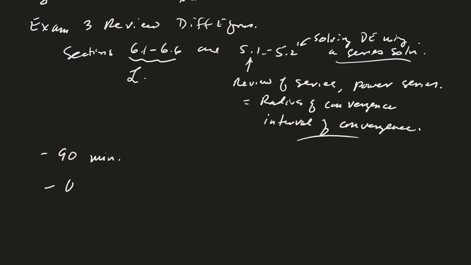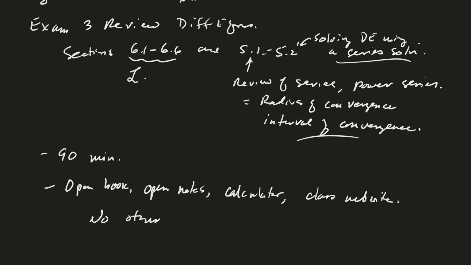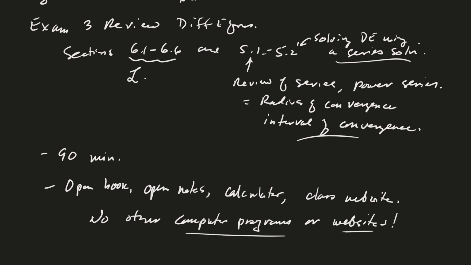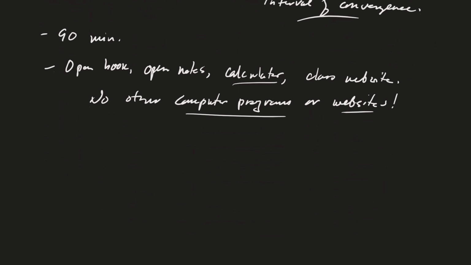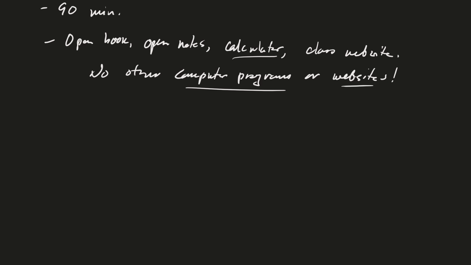Let's see. So it'll be open book, open notes. I would have a calculator handy, and then you can use the class website. No other computer programs or websites, right? In other words, you're not allowed to use a computer algebra system like Maple or Mathematica or Wolfram Alpha, okay? But you are allowed to use a calculator. Good, okay. I think I'll pause here and we'll just start writing down a few random questions.